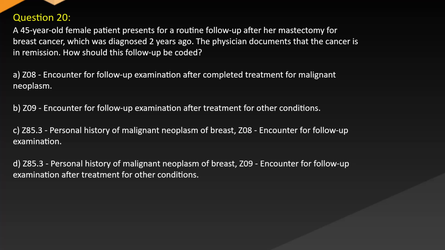A 45-year-old female patient presents for a routine follow-up after her mastectomy for breast cancer, which was diagnosed 2 years ago. The physician documents that the cancer is in remission. How should this follow-up be coded? A is an encounter for follow-up examination after completed treatment for malignant neoplasm. B is an encounter for follow-up examination after treatment for other conditions. C is Z85.3, personal history of malignant neoplasm of breast, and encounter for follow-up examination. D is Z85.3, personal history of malignant neoplasm of breast, and encounter for follow-up examination after treatment for conditions.